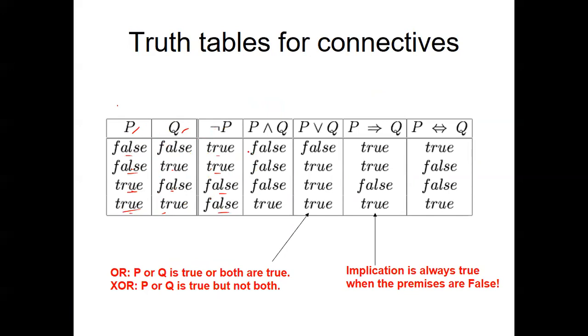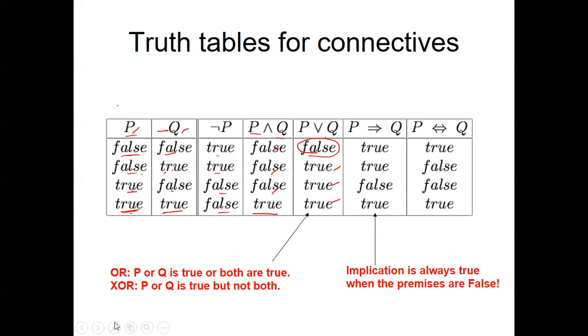And what is P and Q? It will be true only when both P and Q are true. In all other cases, it is false. And what is P or Q? It will be true when either P or Q is true. So it will be false only when both are false. At this place it is false. In all other places it is true.